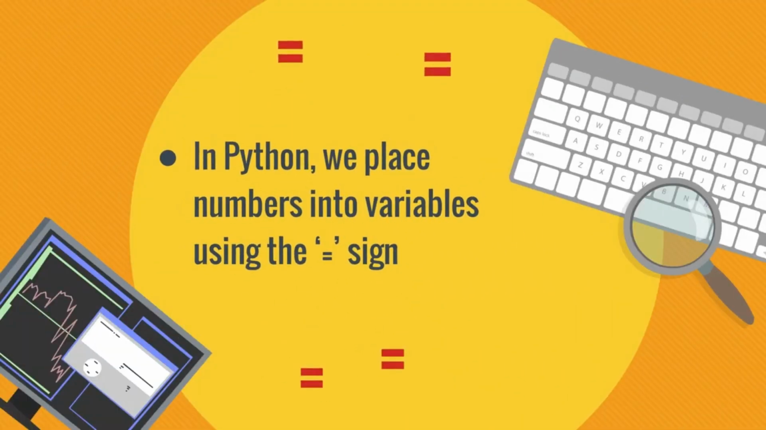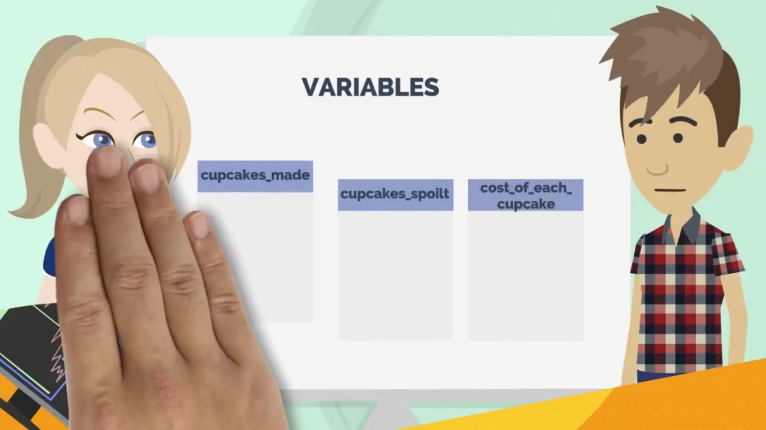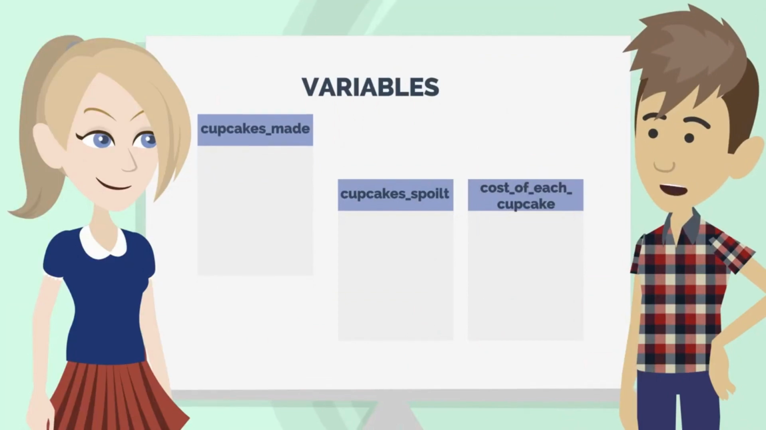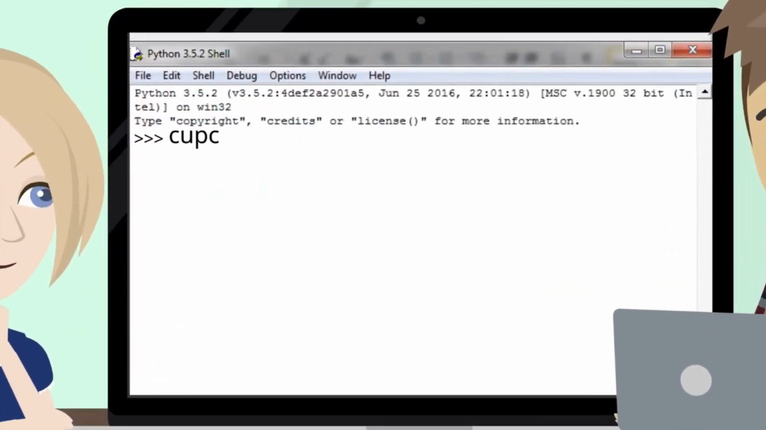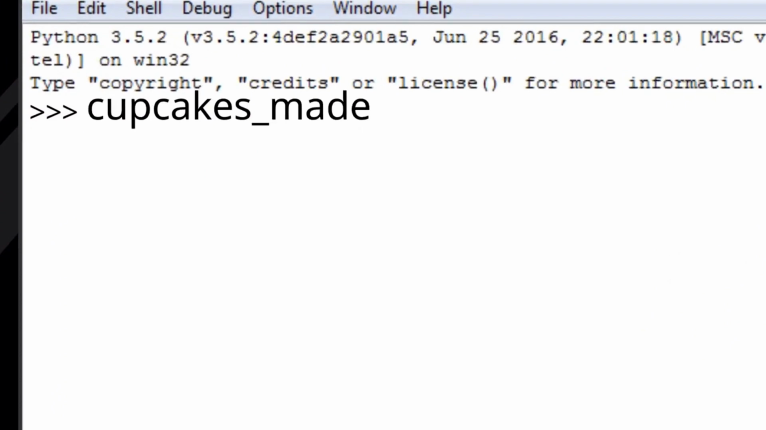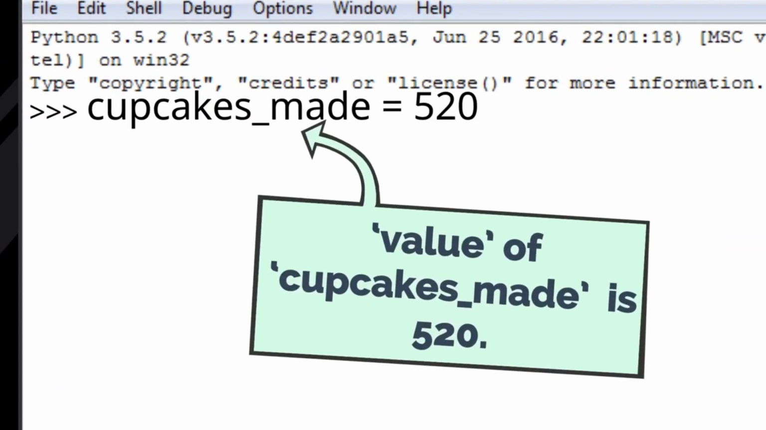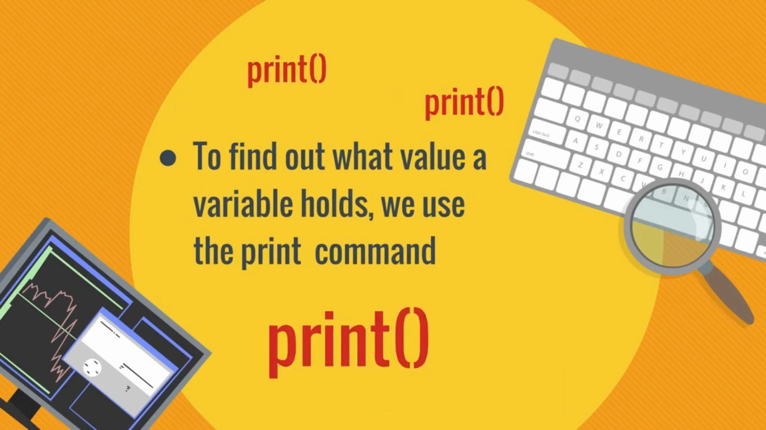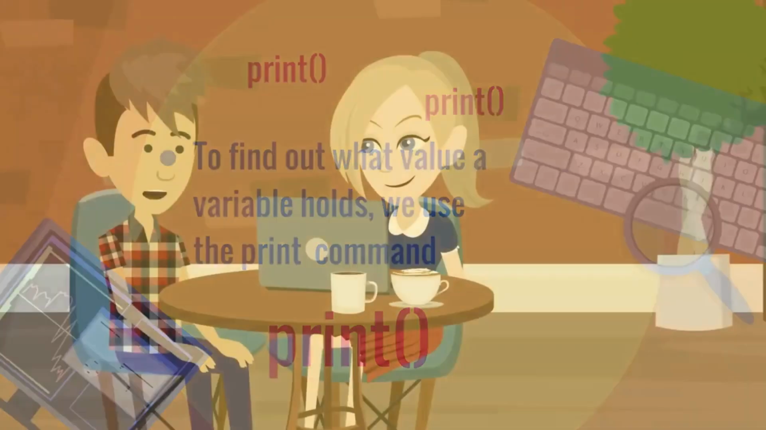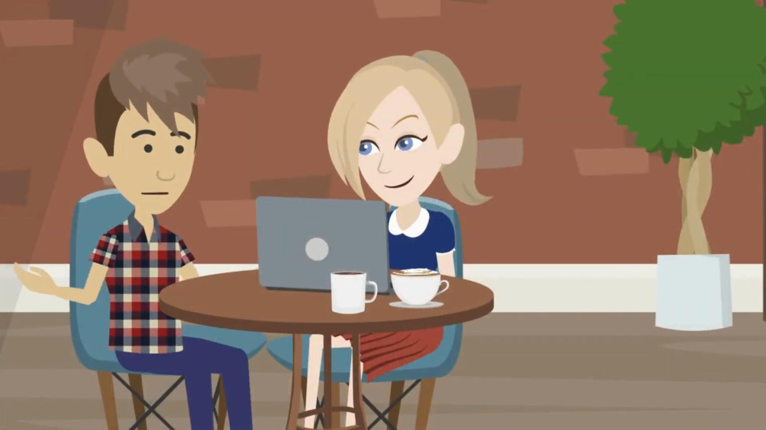In Python, we place numbers into variables using the equal sign. So, if we want to tell Python to store the number 520 in the cupcakes made variable, we type cupcakes made equals 520. We can say that the value of cupcakes made is 520. To find out what value a variable holds, we use the print command, followed by the variable name in parentheses. Type the following and tell me what you get.